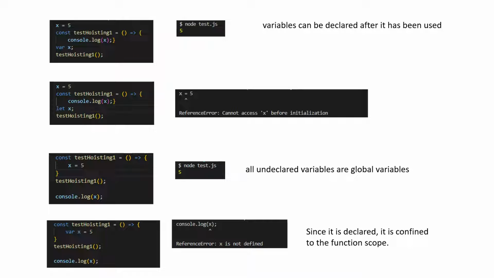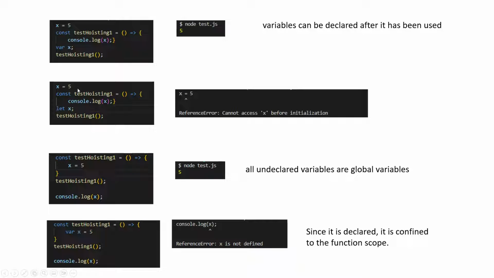So the first thing I want to mention is that variables can be declared after they have been used. What does that mean? Here we are using x to initialize it to 5, and then we are logging, and then we are declaring it using the var keyword. So it is not giving us any error, and it has the value of 5 when we are logging. The reason is that it is hoisting the var declaration to the top, so the variable is both declared and has the value because it has been initialized.